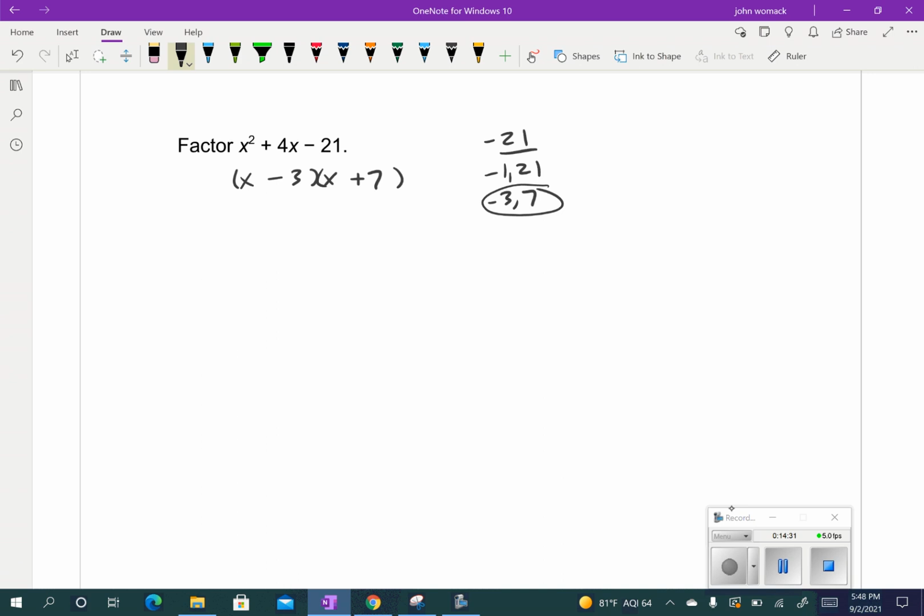A really common error that I see is we mix up those signs. We have an x plus 3 and an x minus 7. When I multiply those, I still get a negative 21, but now they add up to be a negative 4. So if you ever add them up and get the wrong sign in the middle, just flip those two, right? That's not it. We want it to be a minus 3 and a plus 7.